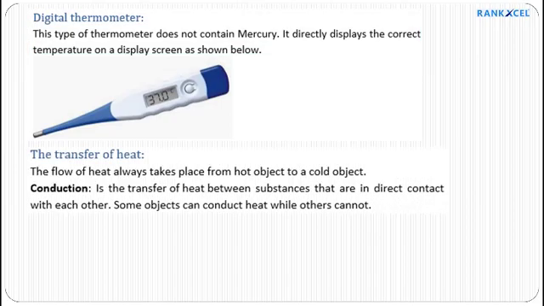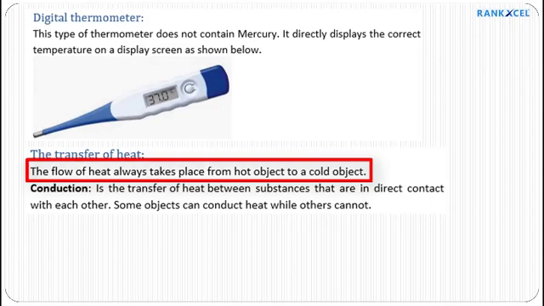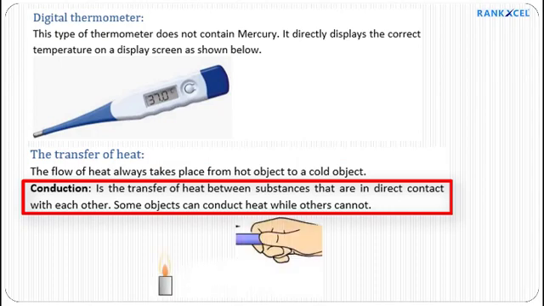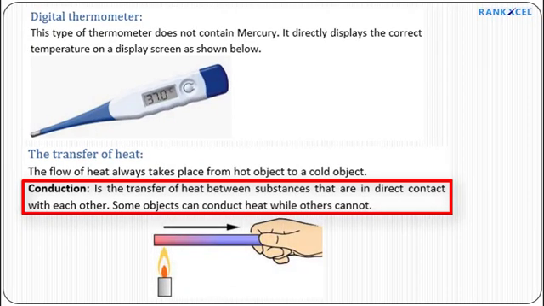The transfer of heat. The flow of heat always takes place from a hot object to a cold object. Conduction is the transfer of heat between substances that are in direct contact with each other. Some objects can conduct heat while others cannot.